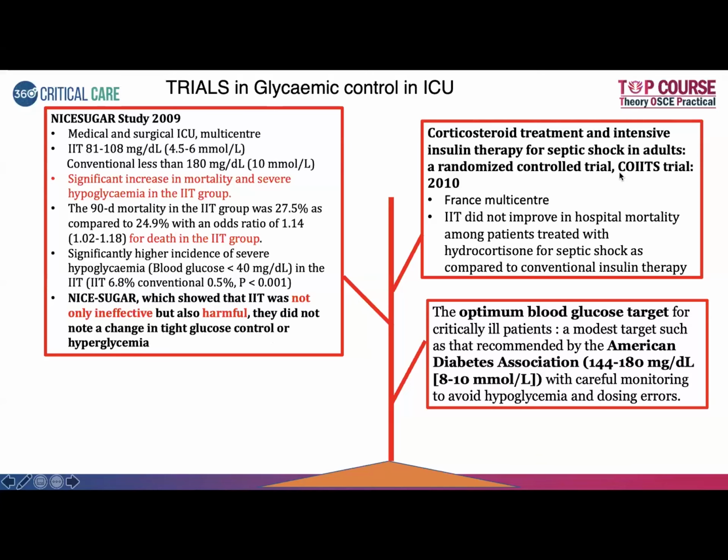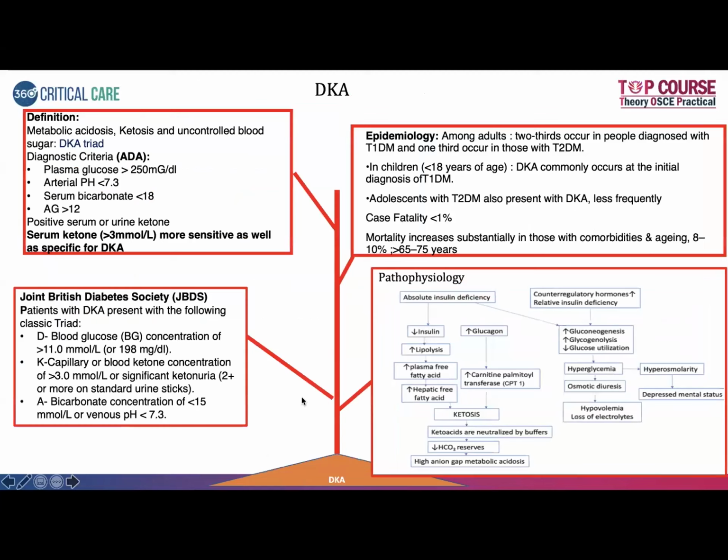The next study was COIITSS, that is corticosteroid treatment and intense insulin therapy for septic shock in adults. This also did not find any mortality benefit. So as per the American Diabetes Association, we follow the 140 to 180 glycemic targets. So that's about it. Next topic will be on diabetic ketoacidosis.